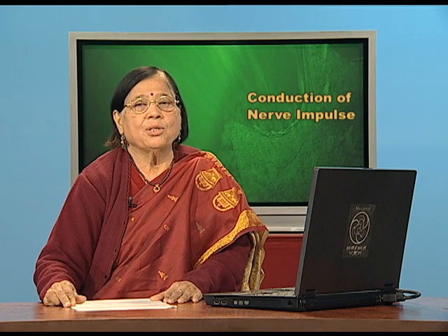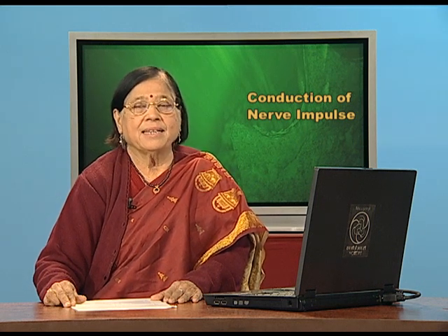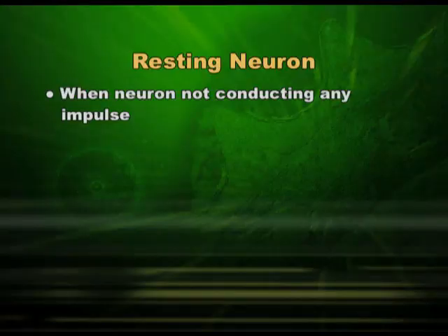Now, when there is no stimulus at any moment, we call it a resting nerve cell, and the condition is polarized. I am explaining what I mean by a resting neuron. When the neuron is there and the impulse or stimulus is not there, then we call it a resting neuron. First, we will understand what a resting neuron is, and then we will understand how a nerve impulse is conducted, because definitely at that time it will not be resting. So, resting means when conduction is not taking place.